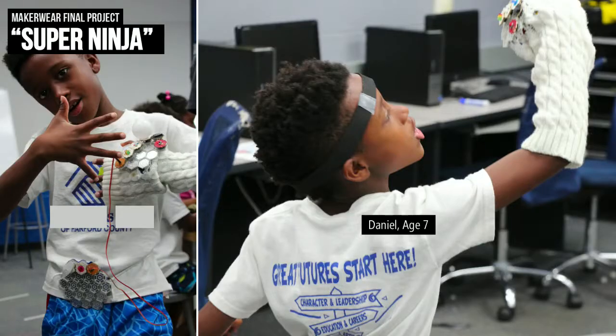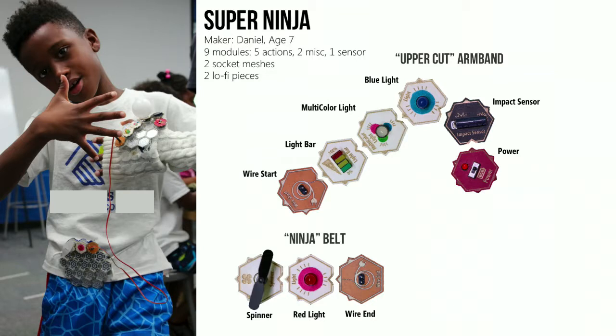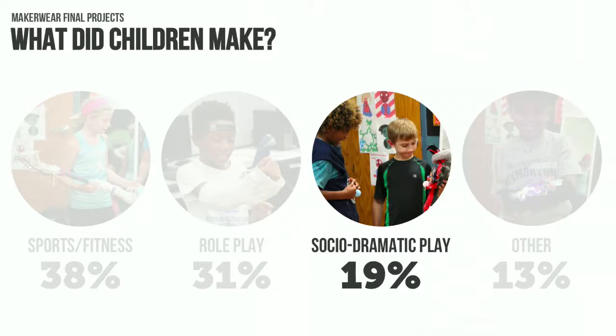So I want to highlight a few projects that demonstrate the breadth of designs and technical sophistication amongst these children. First, with role play, here we have Daniel, who's 7, and he made a super ninja uppercut band that would light up when you did ninja moves. He also had a ninja belt with a propeller with cardboard on it that would spin and react to his movement.